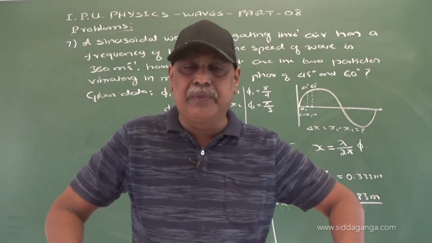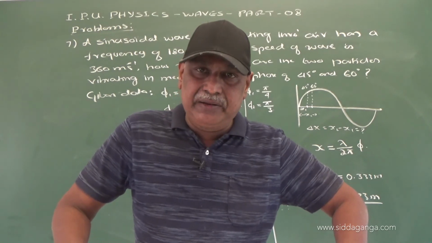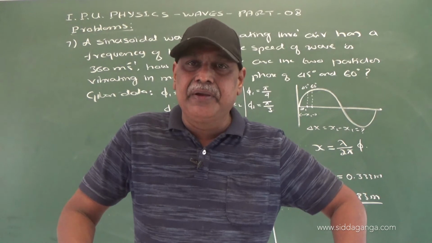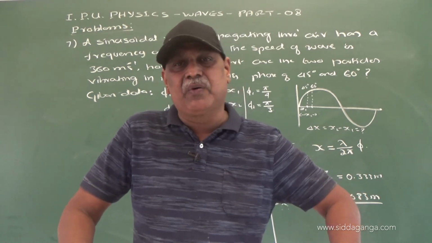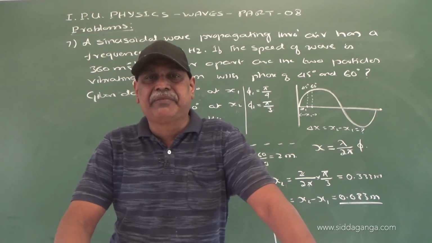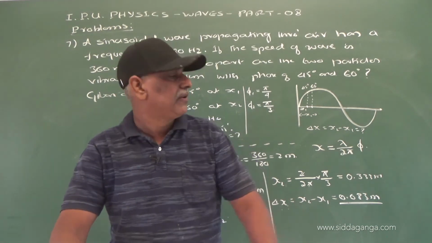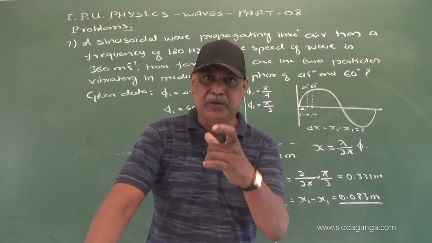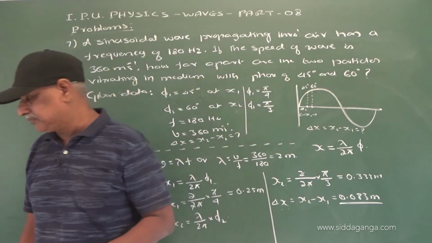So in this problem we have been given the frequency of the wave and the velocity of the wave. Using that we found lambda, and using the relation between phase difference and path difference, we have found the distance between two vibrating particles.